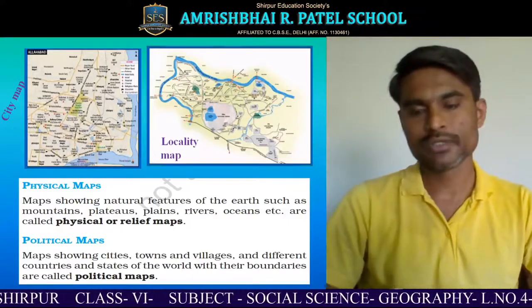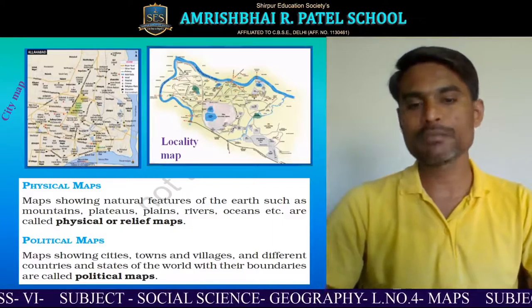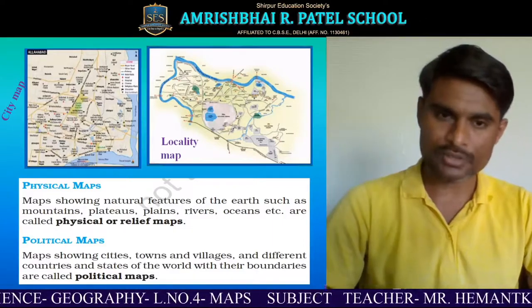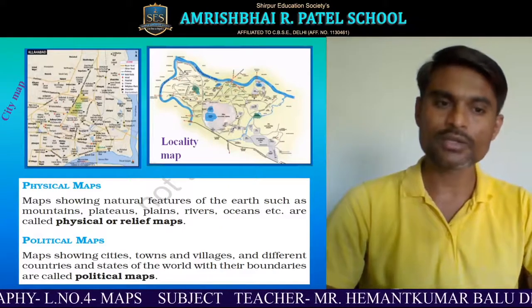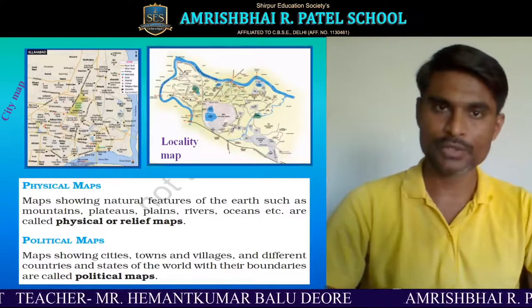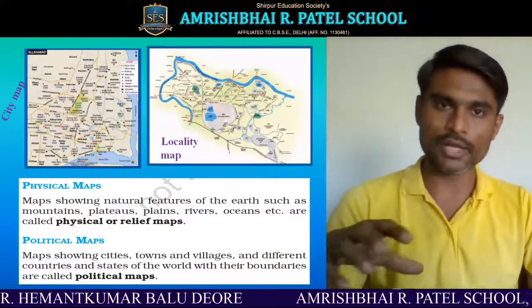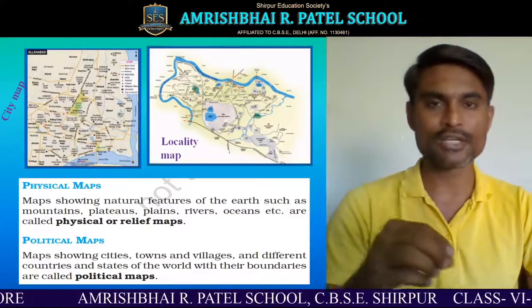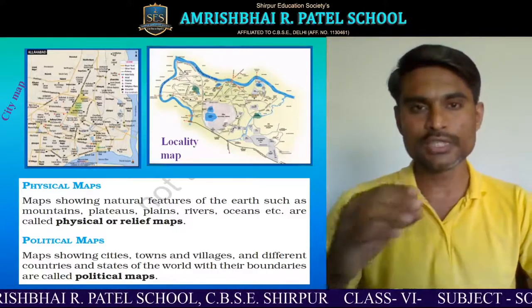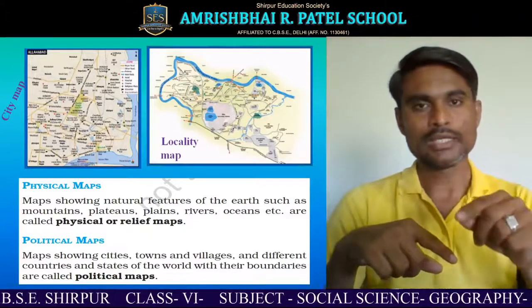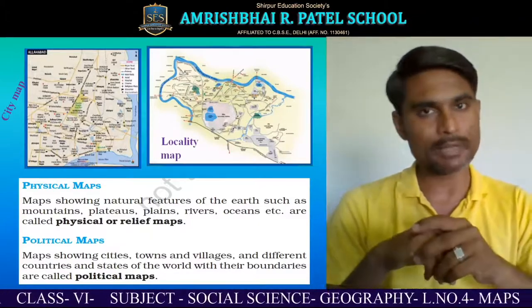Physical maps: maps showing natural features of the earth such as mountains, plateaus, plains, rivers, oceans, etc. are called physical or relief maps. We know that on earth there are different things: plains, plateaus, mountains, deserts, islands. These things are represented on a map, so these maps are called physical maps.